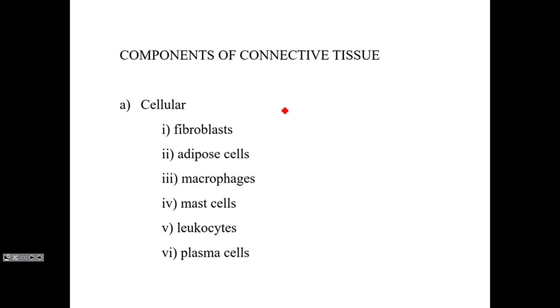So if you first look at the cellular components, we have fibroblasts, adipocytes or fat cells, the macrophages, which are phagocytic, the mast cells, inflammatory response. Leukocytes is a term meaning the white blood cells in the blood, which includes all the granulocytes, the monocytes, the lymphocytes, and so on. And plasma cells are derived from B lymphocytes, which secrete antibodies.